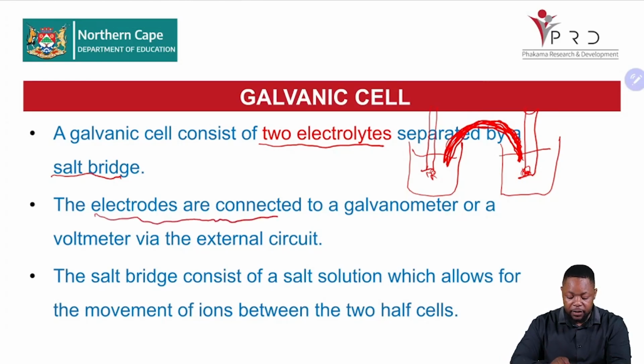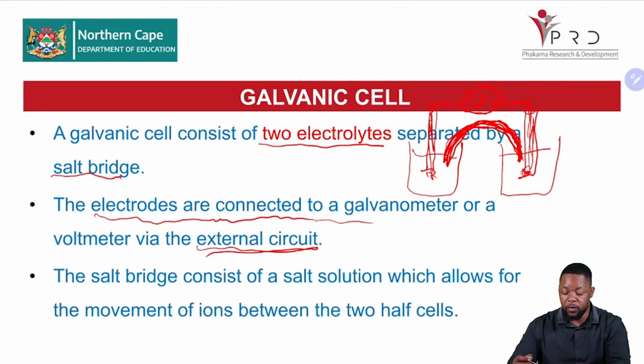Electrodes are connected to a galvanometer or a voltmeter. So these are the electrodes. These electrodes are connected to a voltmeter or a galvanometer. And this part of the circuit, that's what we call the external circuit. The part where the electrodes connect to the voltmeter or galvanometer is referred to as the external circuit, and the part where ions move through the salt bridge is referred to as the internal circuit.